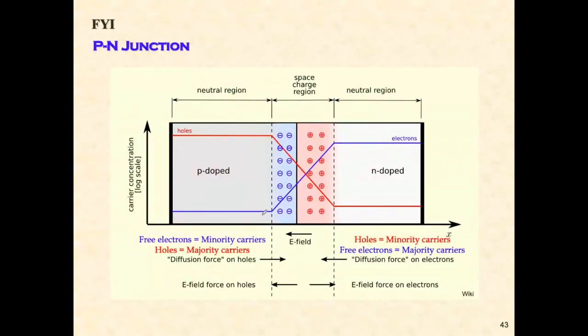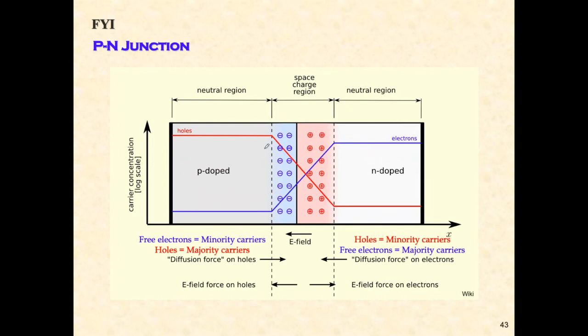So I mentioned that the semiconductor materials can be classified into two types: N-doped and P-doped, or N-type or P-type. So in P-type here, the majority carriers will be holes, right?